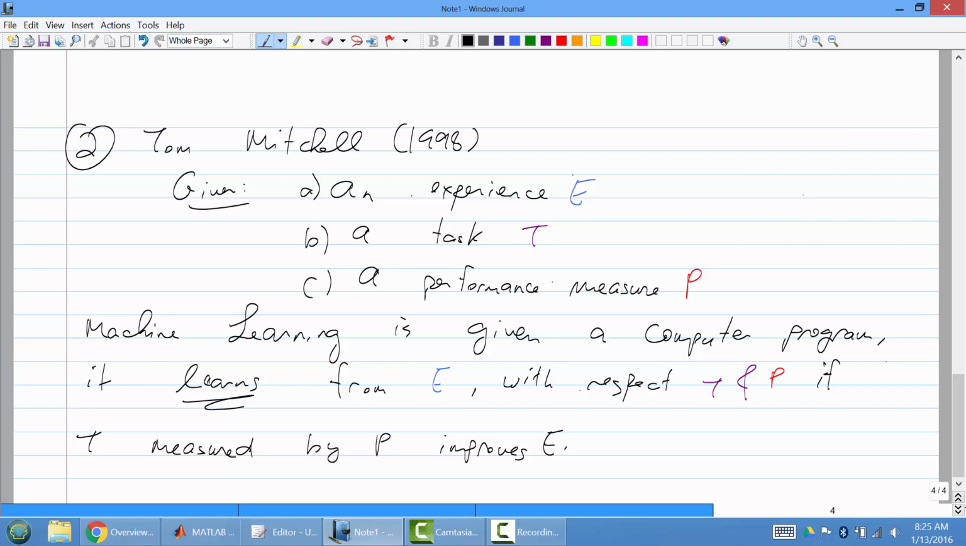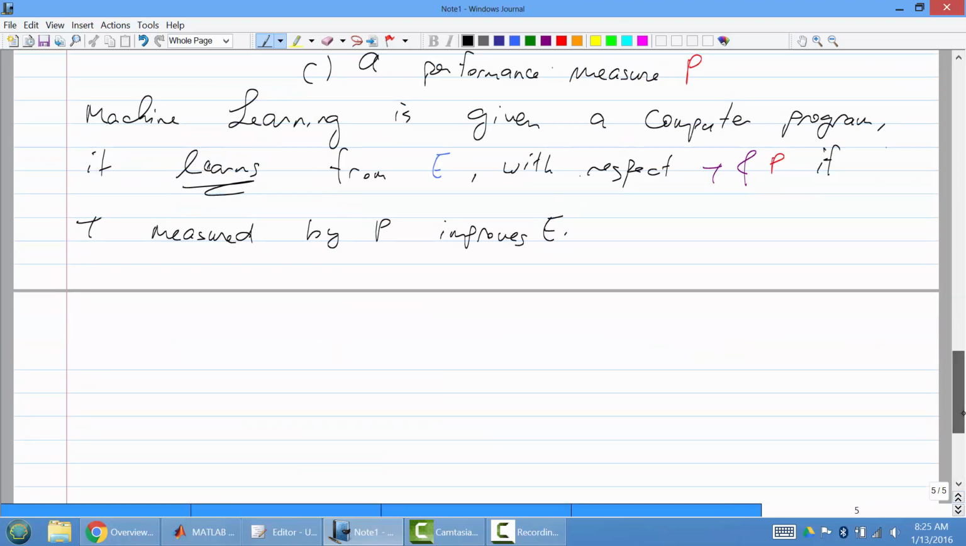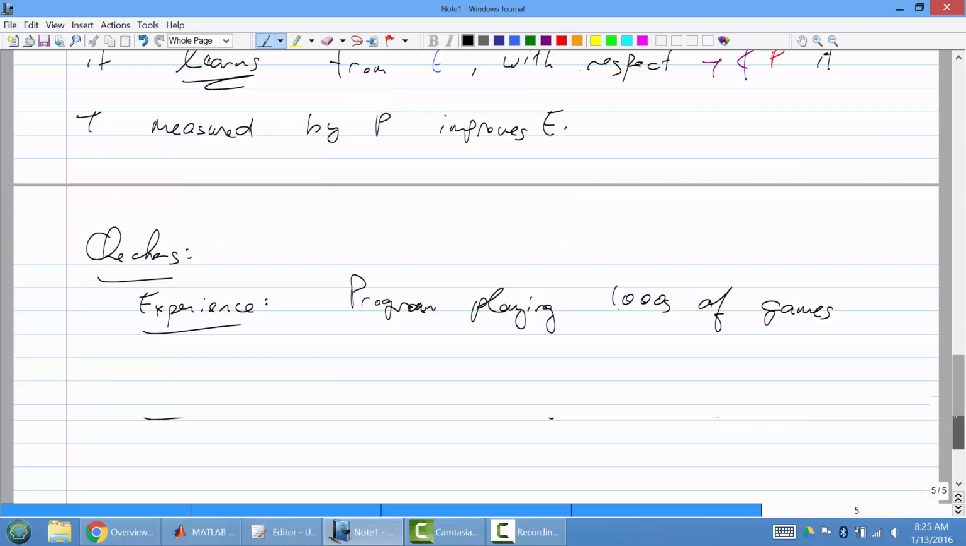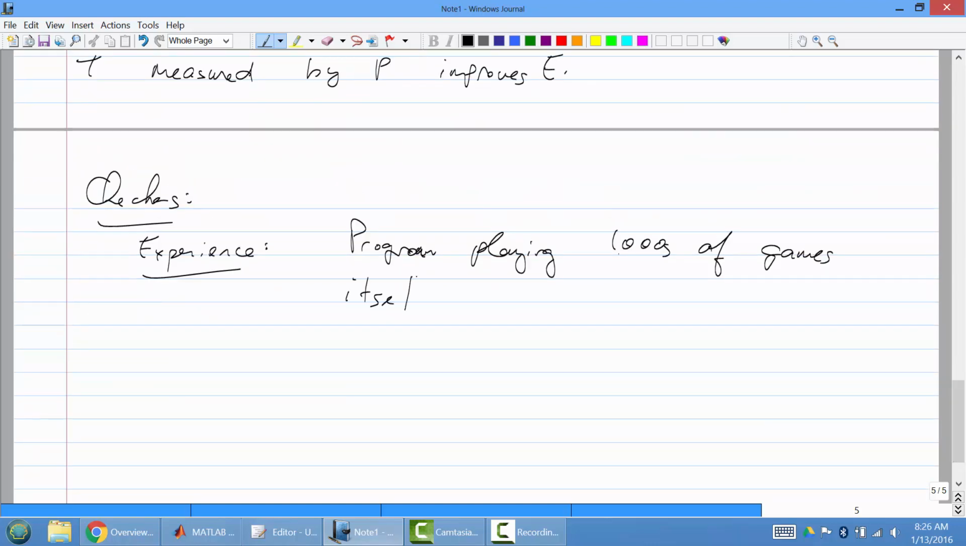All right, so just to draw on an example, especially the checkers example. The experience will be the amount of games that it played with itself, so the tens of thousands of games that it decided to play with itself. So that is the experience: the program playing thousands of games with itself. Again, it's for the sake of academia. It's nothing underhanded, nothing in the subcontext here.